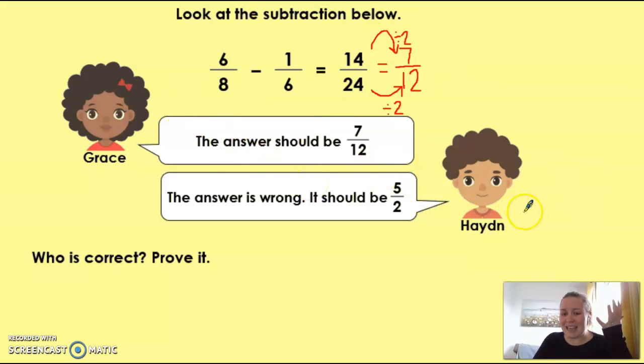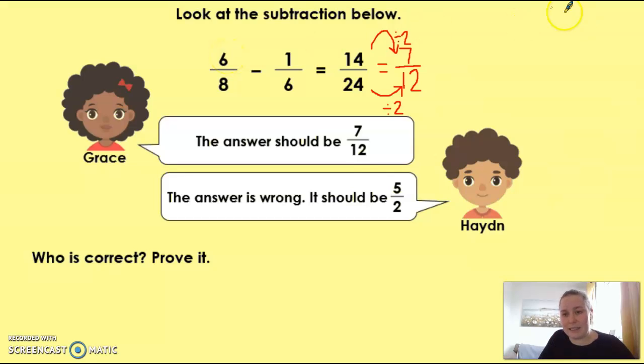If I look at Hayden and I want to prove Hayden wrong straight away, he said the answer should be 5/2, which is an improper fraction and it doesn't feel quite right. When I look at the question, I think I've understood what Hayden's done. He's done 6 take away 1 is 5 and 8 take away 6 is 2. So I can see where he's coming from, but that's not how we do it. We have to follow our steps and find the common denominator. I'm going to quickly talk you through how to work that one out to prove that this is the right answer.